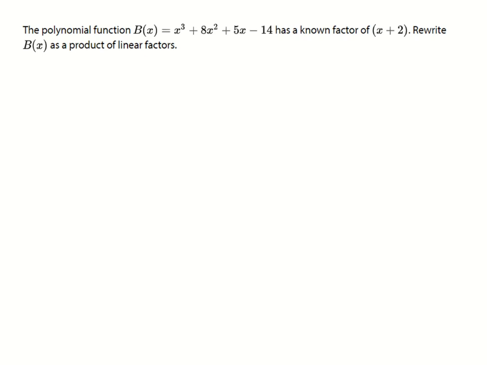Today we're looking at a polynomial function. The polynomial function b of x equals x to the third plus 8x squared plus 5x minus 14 has a known factor of x plus 2. Rewrite b of x as a product of linear factors.